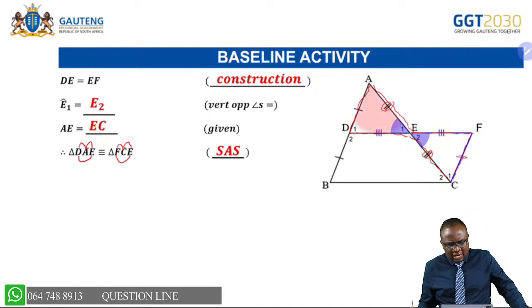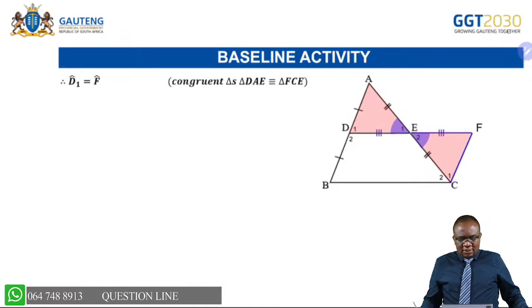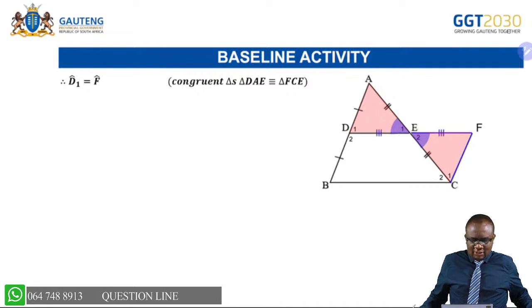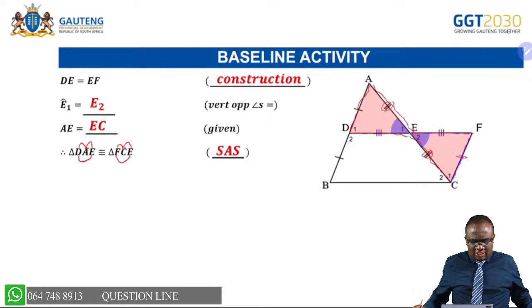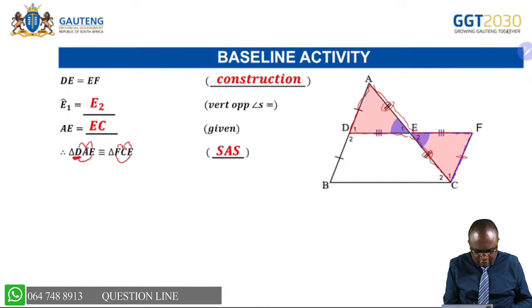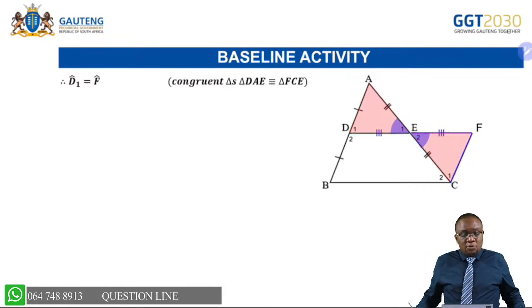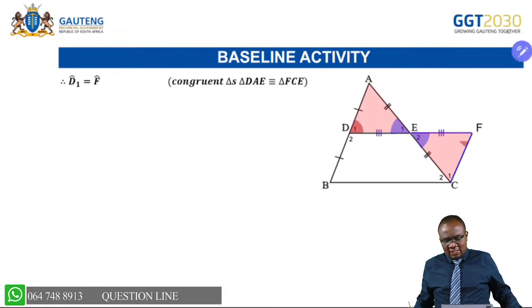Right, now, these are the two triangles we're talking about. And now, what can we say? Let's look at angle D1. It is equal to which angle? Let me go back a bit. Right, let's look at congruency. Angle D is equal to angle F. Do you see that? Angle D is equal to angle F there. So angle D1 is equal to angle F because of congruence. So these two angles are equal.